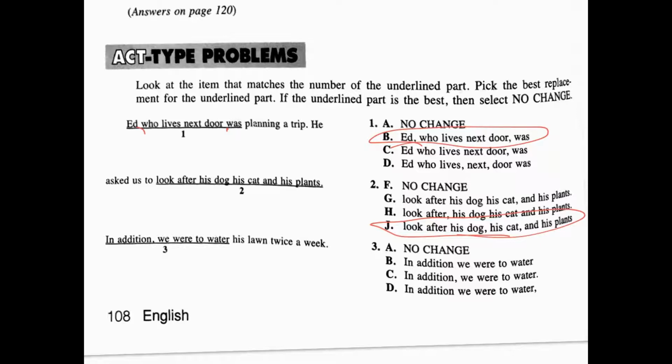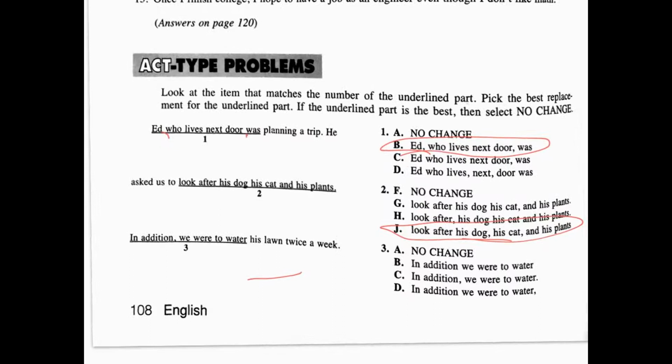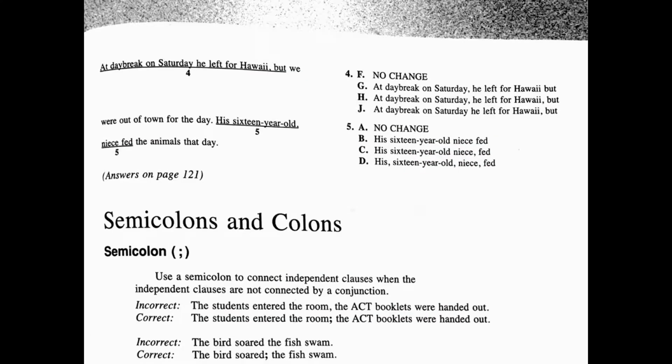Which one do you have for number 3 there? What do you think for number 3? Alex, again, this is out of control. I like it. I said A, no change. Remember, this is one of those where, hold on, let me get that back up here. In addition, we were to water his lawn twice a week. That's an introductory phrase. And it's got a comma, so it's good.